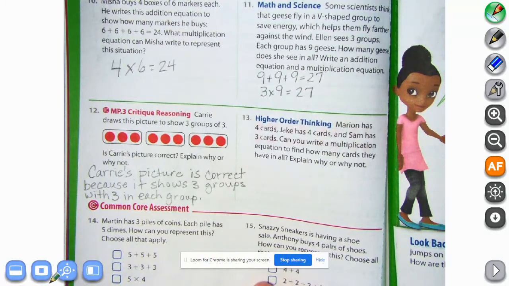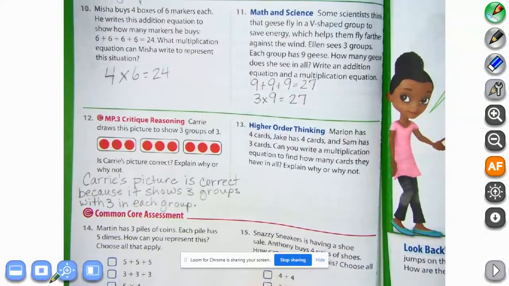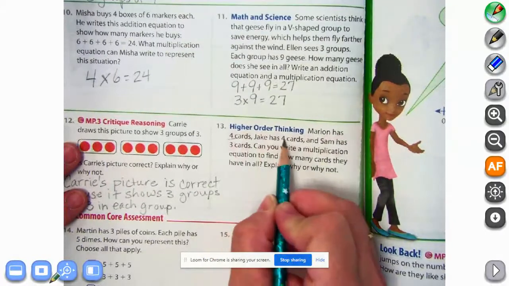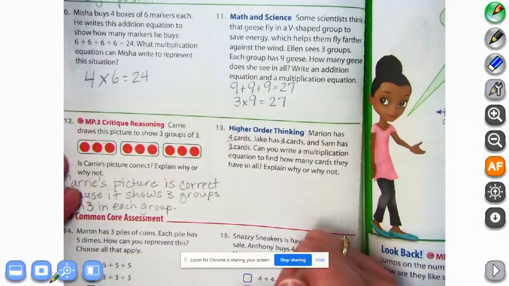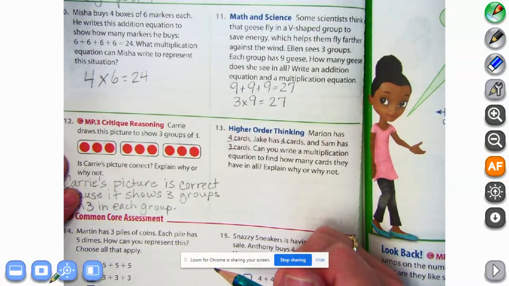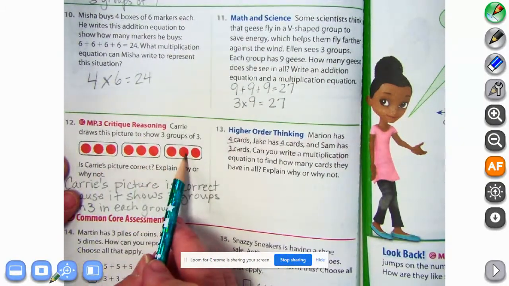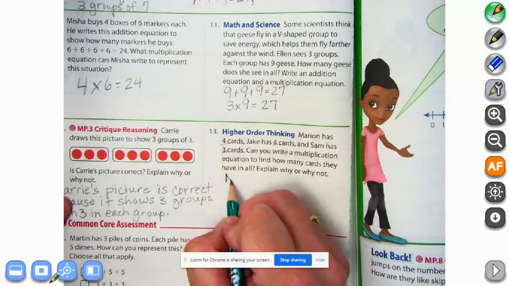All right. So number 13, Marion has 4 cards, Jake has 4 cards, and Sam has 3 cards. Can you write a multiplication equation to find how many cards they have in all? Explain why or why not. Okay, so we have a 4, and a 3. What do we know about multiplication? Look here. They're all the same in each group. So that would be no.